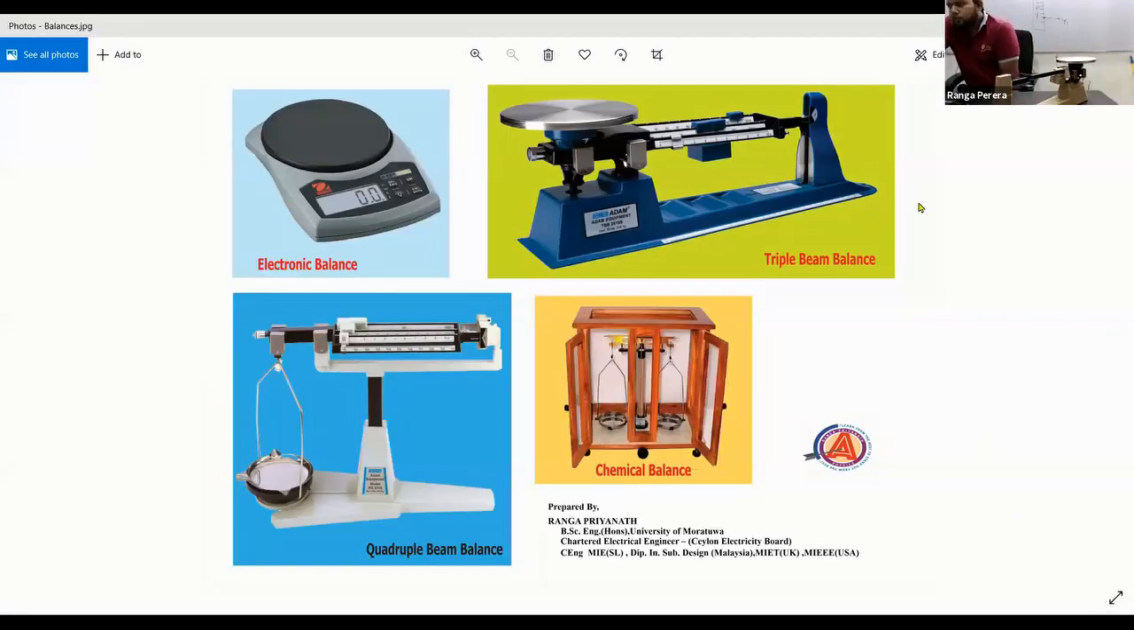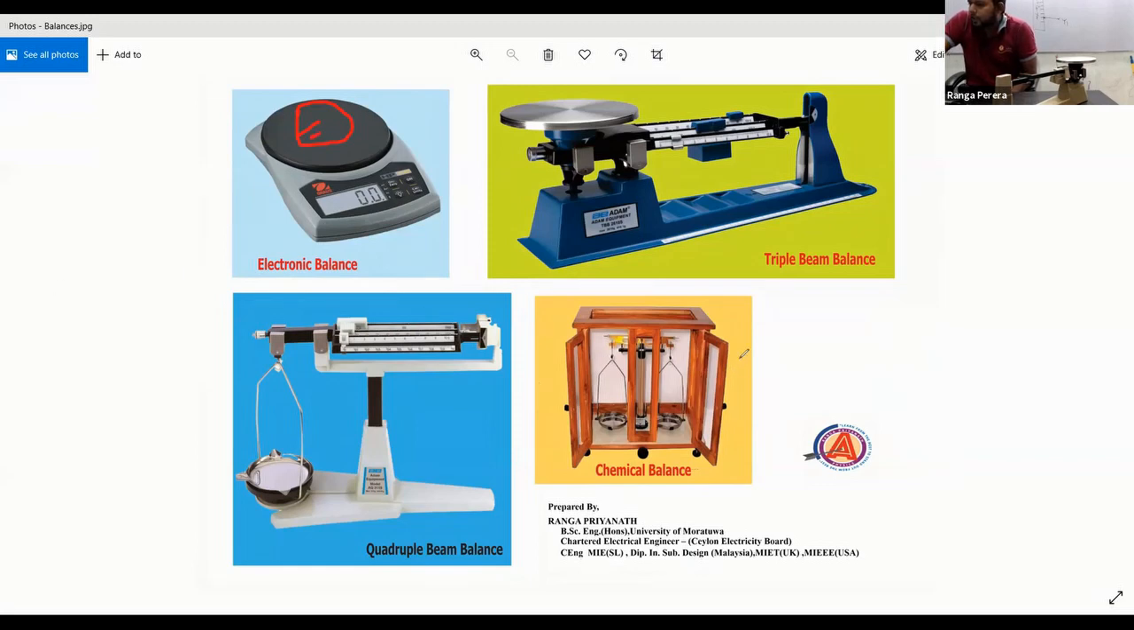I have given you four types of instrument. One is the electronic balance. There is nothing to discuss in the electronic balance. I think you all know about it. When you keep an object at that point, you can get the exact answer.